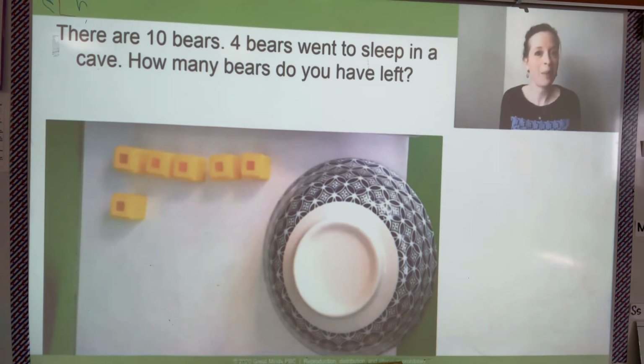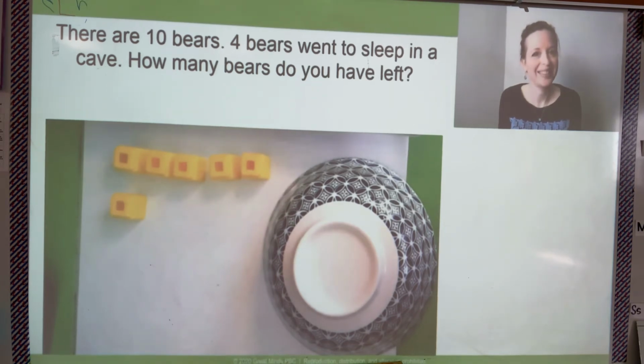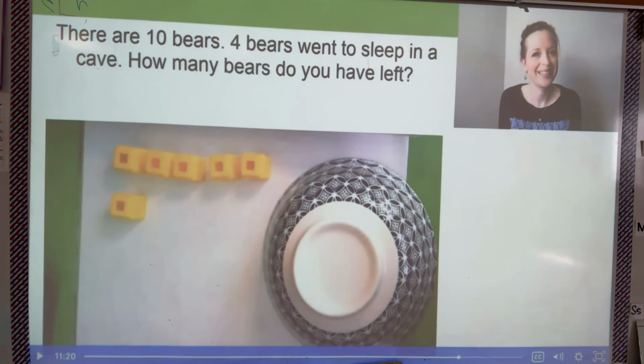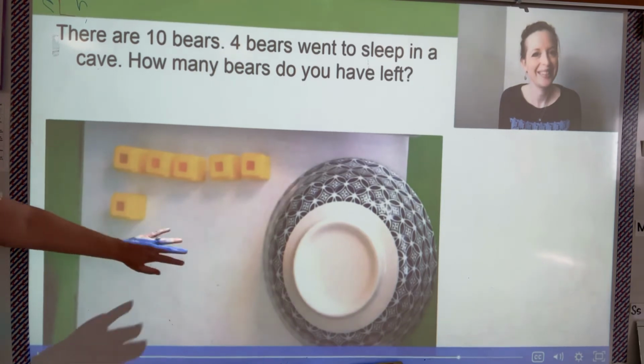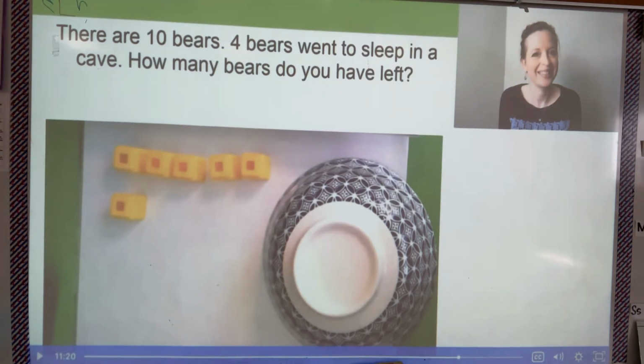I just did the number bond with my arms, but I want you to draw the number bond. Pause the video and draw the number bond, writing in the parts and the whole. Okay, so go ahead, draw your number bond somewhere on your whiteboard. Don't forget to put in the parts and the whole and to cross out the part that's sleeping in the cave. When you've done this, put your hands on your head. That lets me know you're ready to move on.